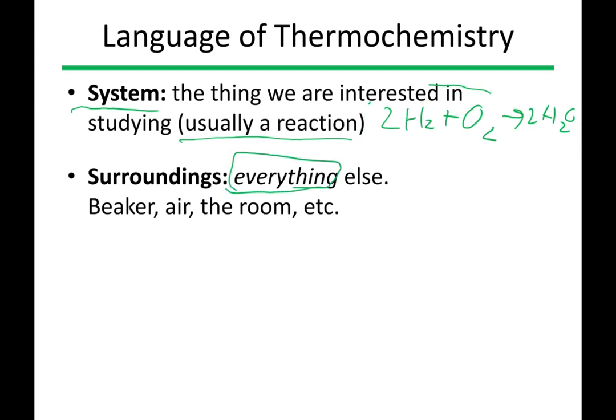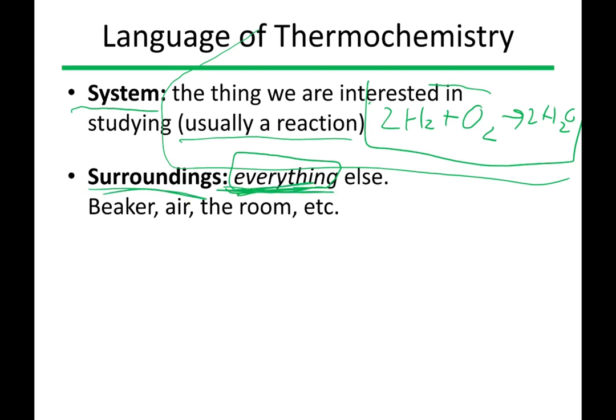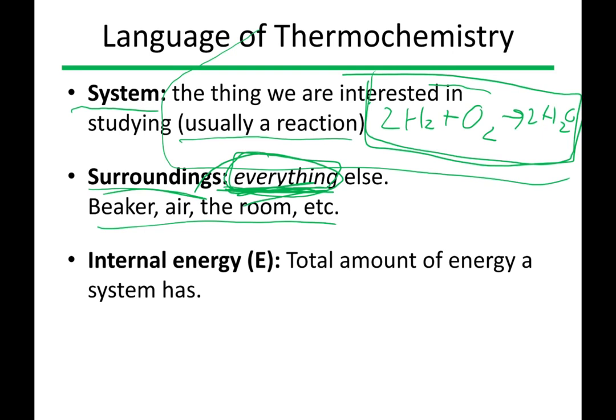Usually in a problem, we'll consider the beaker that's containing the reaction, the room maybe that the reaction is in, but strictly speaking, the surroundings include everything in the whole entire universe besides our system. Often we approximate this by measuring something smaller, but strictly speaking, it is literally everything else. The internal energy is the amount of energy contained in just a system.